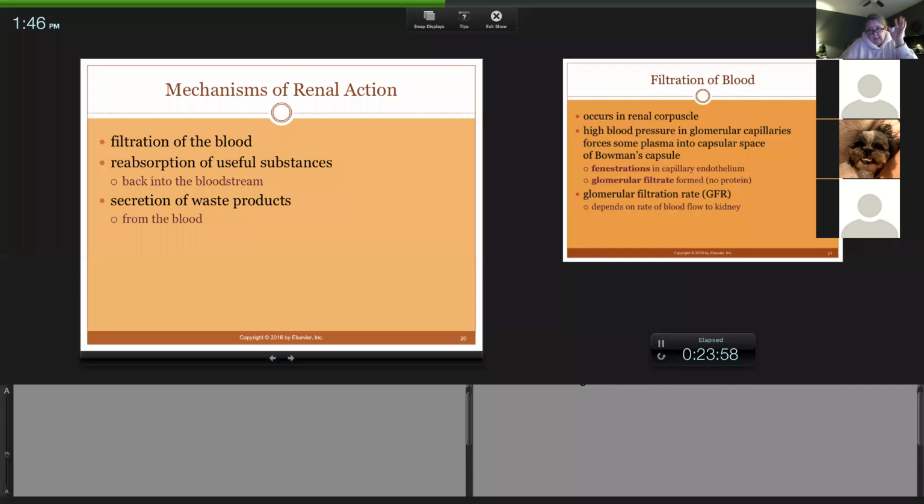What if there was like an oopsie? Some of the wastes made it back into the peritubular capillaries. Well, the blood can still secrete from the capillaries into those tubules. Most of the filtration occurs in the glomerulus, but as the capillaries surround the tubules, things can still go back and forth. So I just want you to understand, it still can go back and forth.